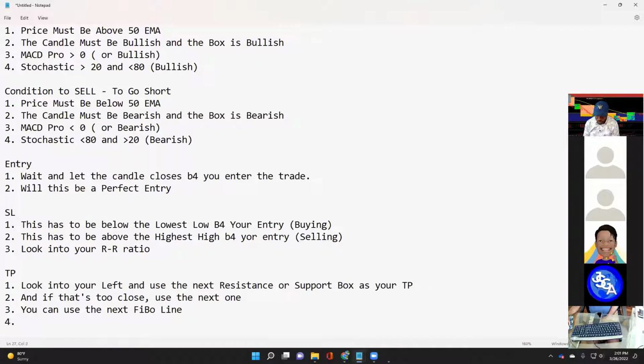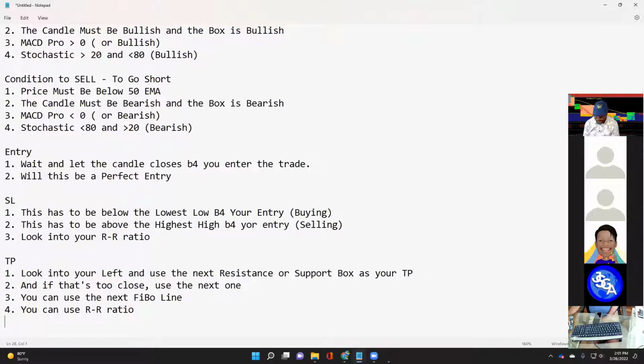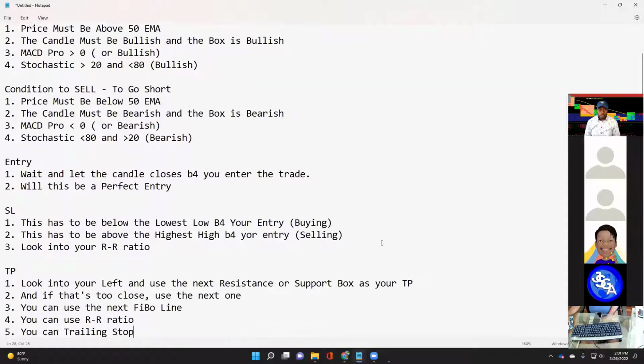Or you can use pips to pips, that is risk to reward ratio, to take your profit. And number 5, you can do scaling, trailing stop, to take your profit. So this is your CEST. So once you have this in place, I want to believe that this should be able to help you to manage your trade very well.